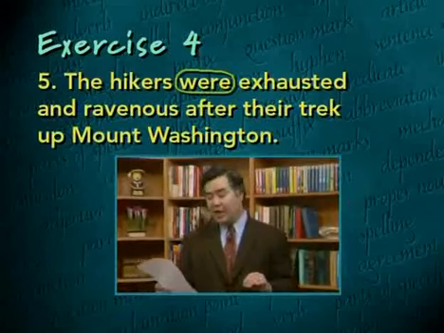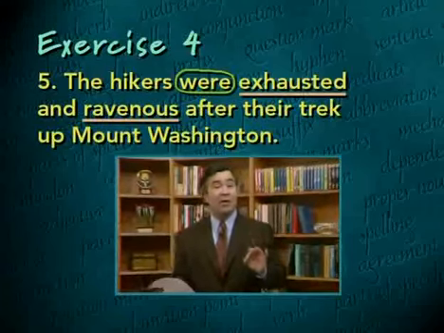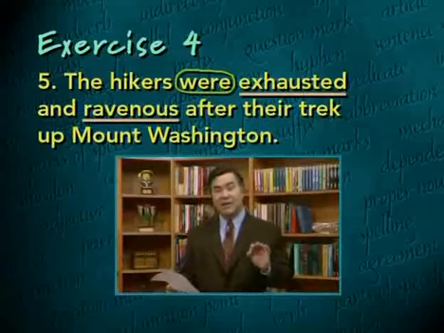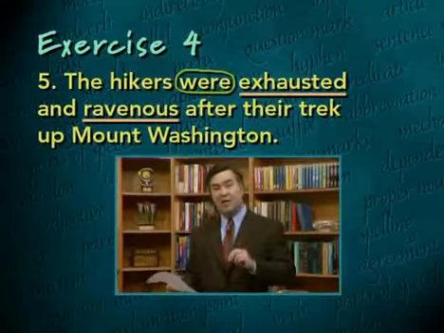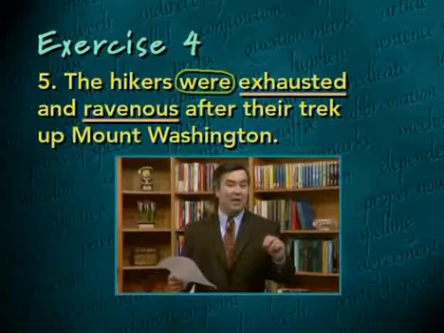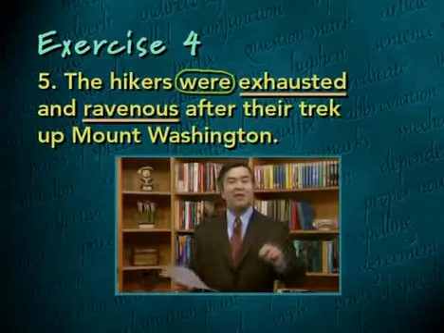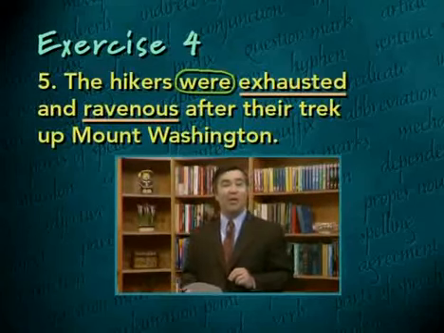And the hikers were two things. They were exhausted and ravenous. Those are both adjectives which give more information about the hikers. So in this case, we have a compound subject complement. Two adjectives joined by the coordinating conjunction and, both of those words go to give us more information about the subject of the linking verb were.